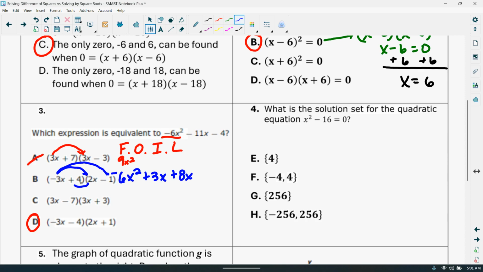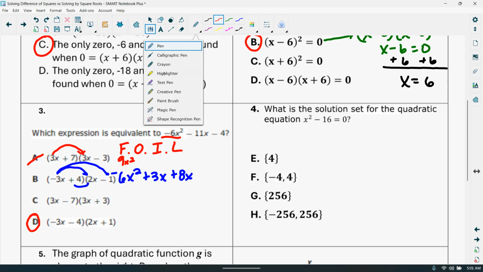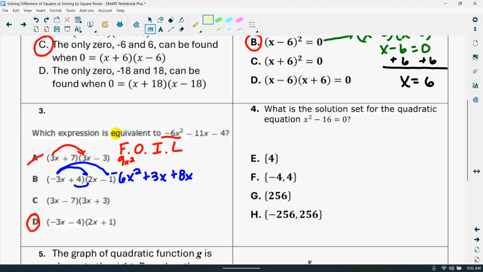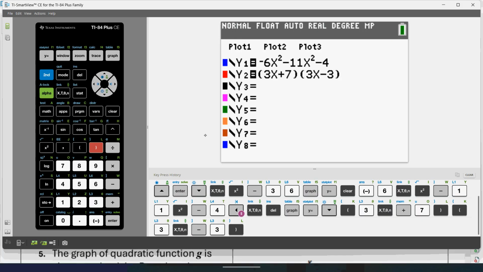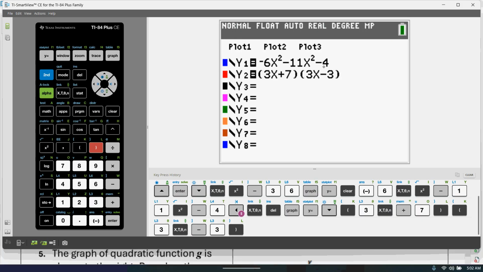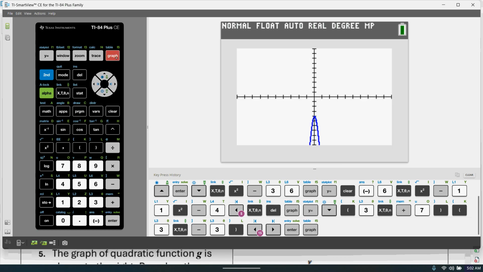Now, let's say you forgot to use FOIL. The key word here, let me highlight this word, is where it says equivalent. So what you could do is look for the same graph. I talked about this trick earlier in a video. So if I just put the first standard form in and graph that, I'm going to turn this one off first, so you know what I'm talking about. So when I graph it, there's the given standard form equation, okay?